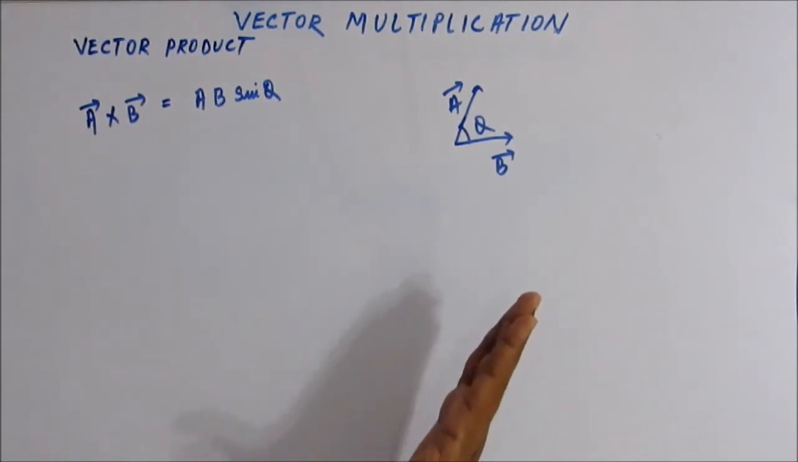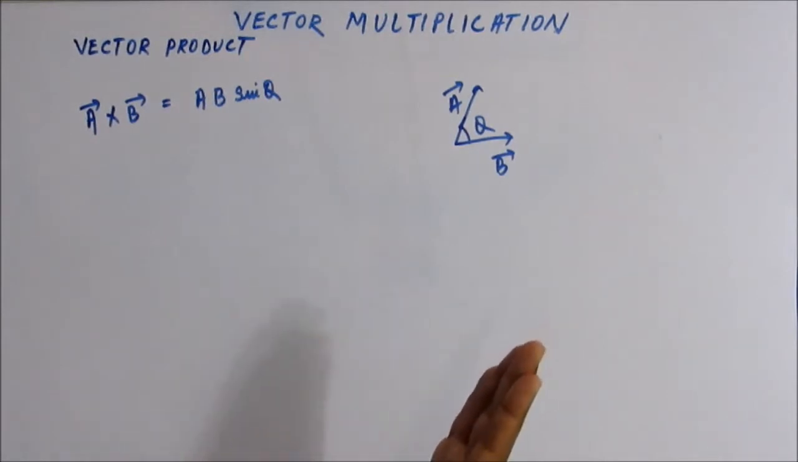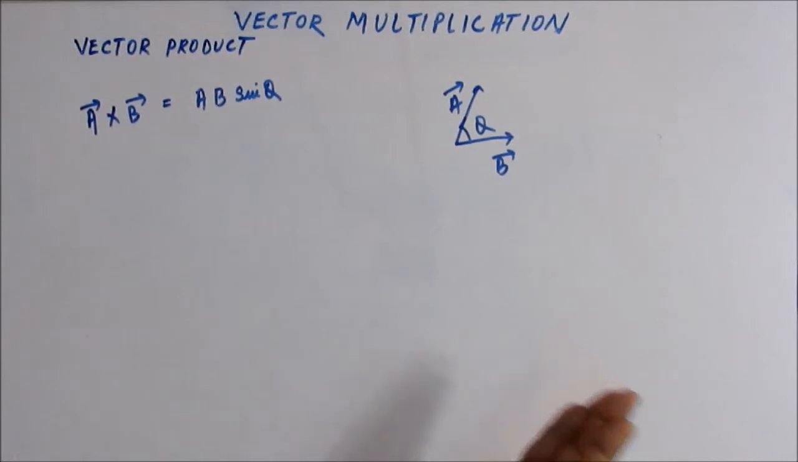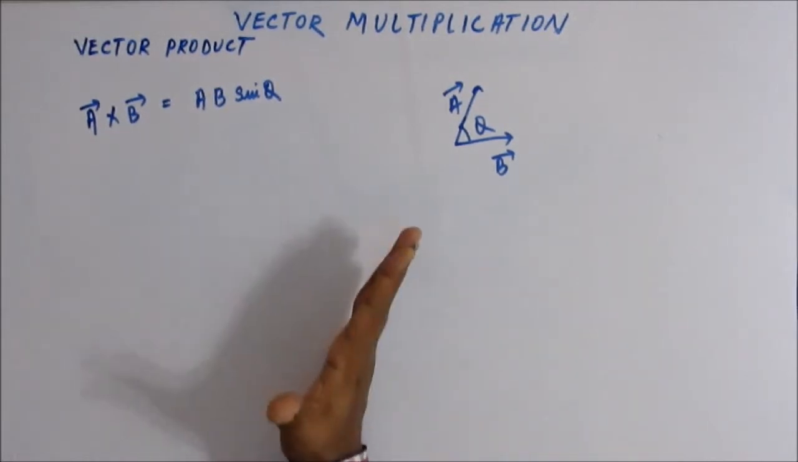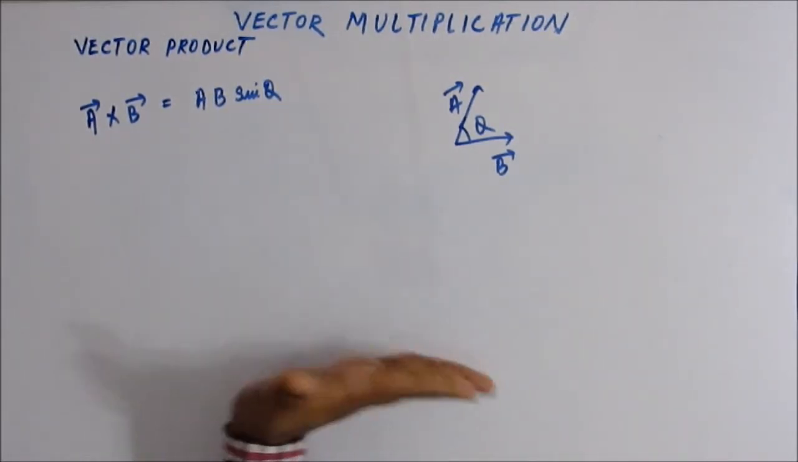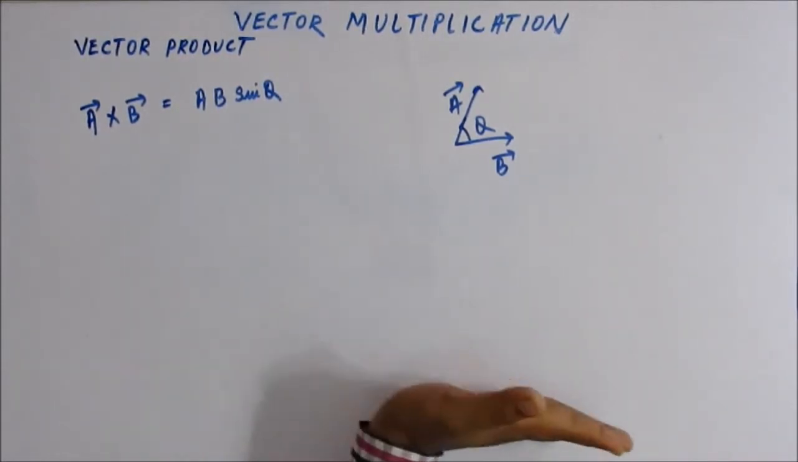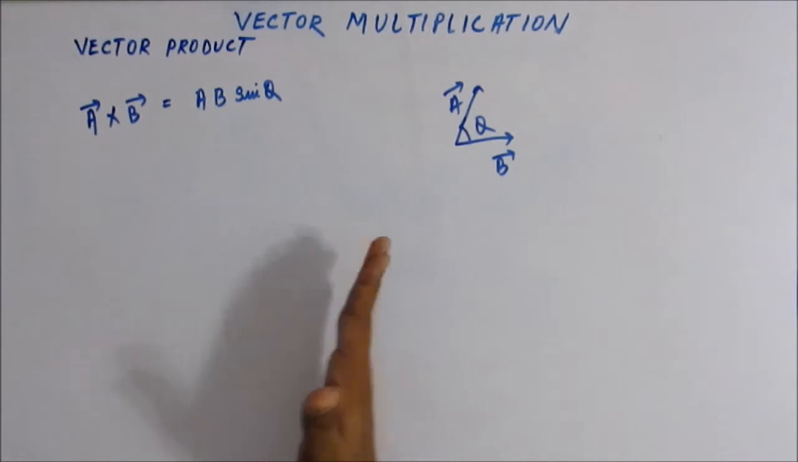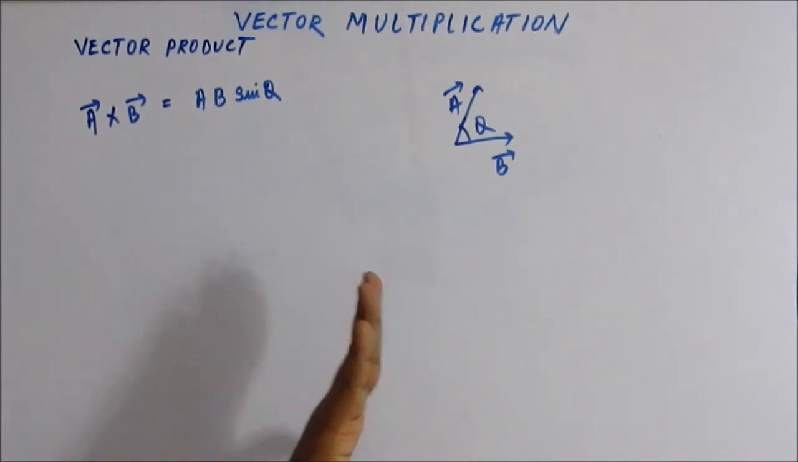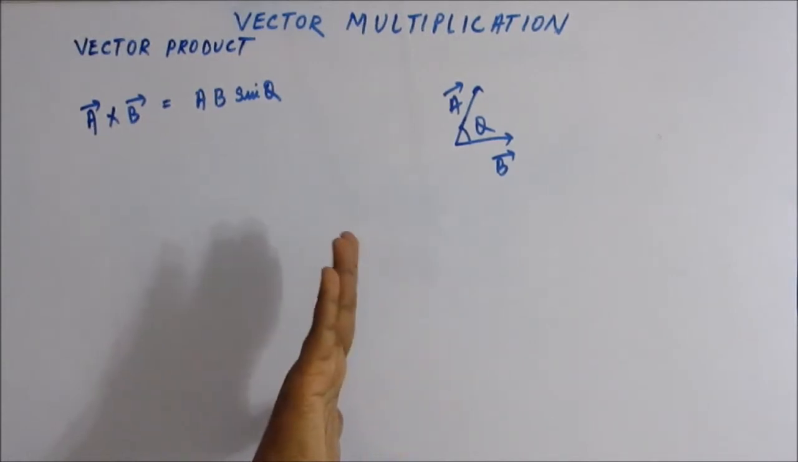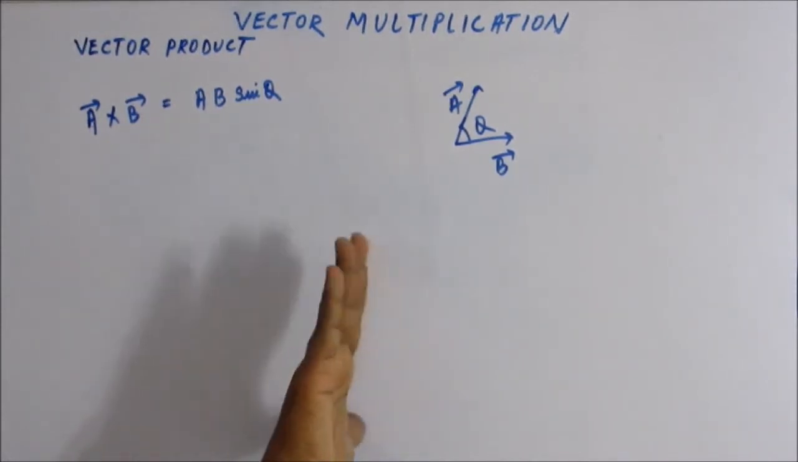Okay, now what you have to do is curl your right palm from A to B. Now if you keep your hand like I have kept, then you will not be able to curl, because naturally you will curl in this direction. You can't curl in this direction. So in order to go from A to B, you have to keep your hand like this. Now you can curl your right palm from A to B like this.